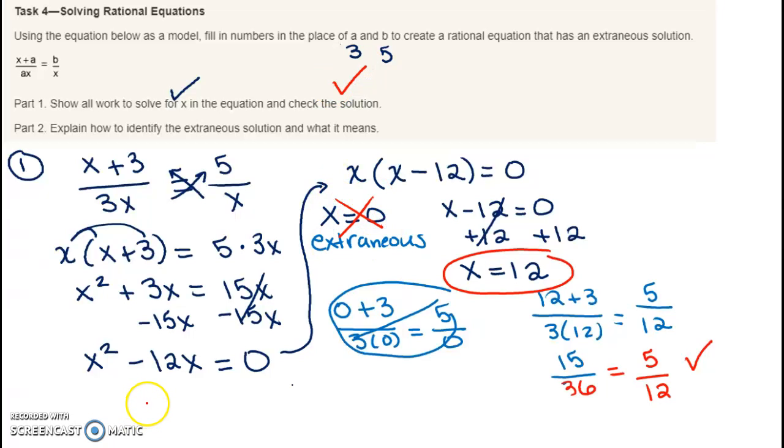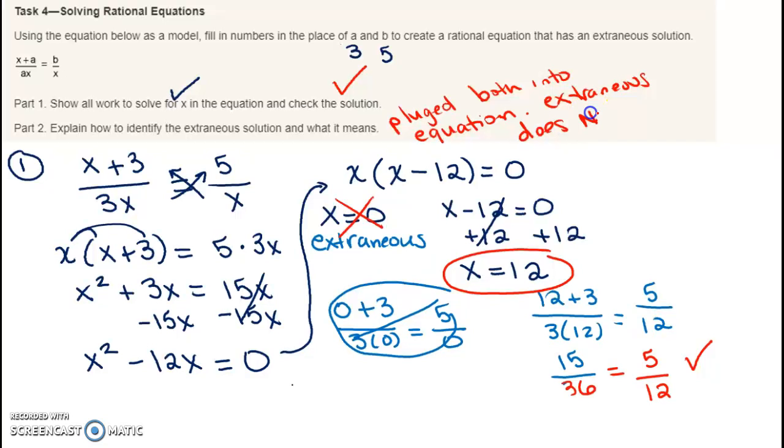Explain how to identify the extraneous solutions and what it means. So what happened? How did I identify the extraneous solution? We plugged both into the equation. An extraneous solution does not work. And what does that mean? That means it's not an answer to the problem. Okay? Not really an answer. Not really a solution.